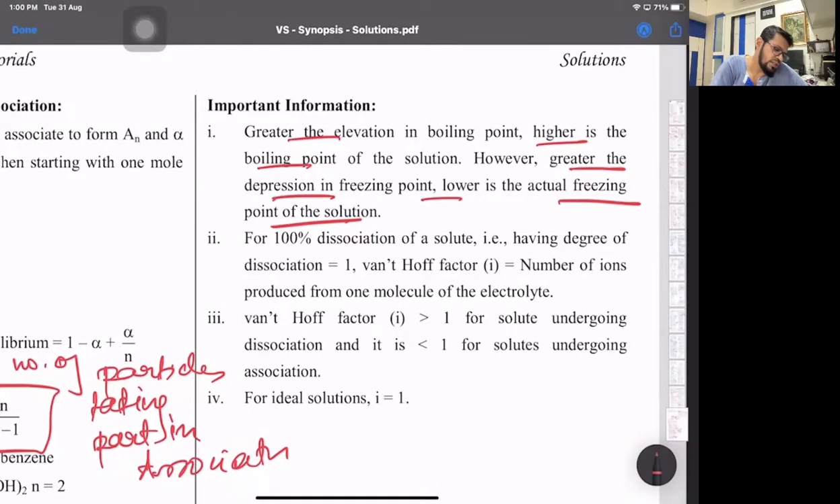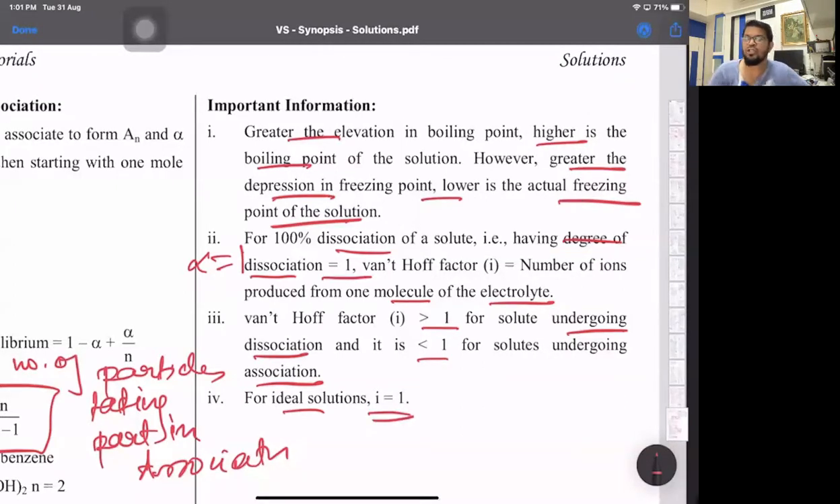For 100% dissociation, the degree of dissociation alpha is 1, and the Van 't Hoff factor i is the number of ions from one molecule of electrolyte. Now the last point: if Van 't Hoff factor i is greater than 1, then it undergoes dissociation and molar mass is less than expected. If i is less than 1, then it is association, where the molar mass will be more than expected. And if it is an ideal solution where there is no association and no dissociation, the Van 't Hoff factor is exactly equal to 1. Okay, that is one point.